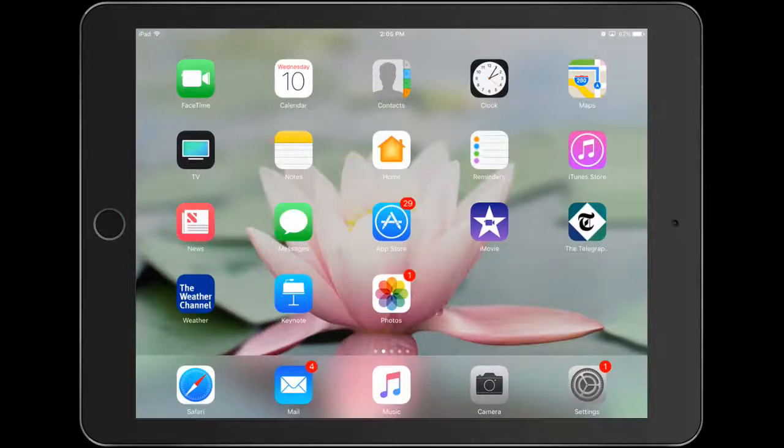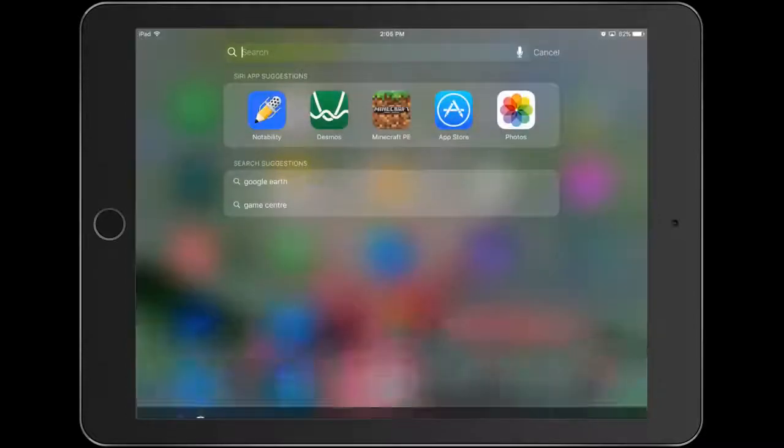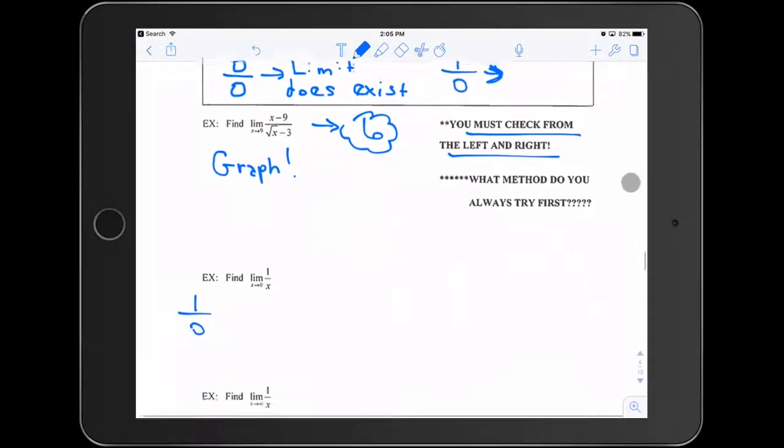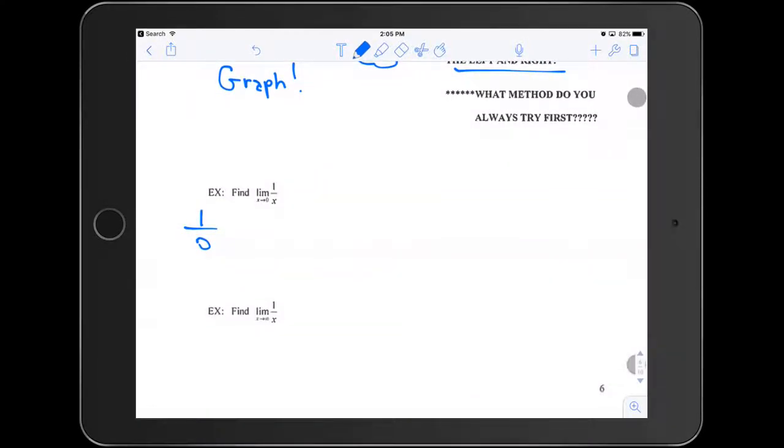it's pretty quickly done with the graphing calculators. I have to figure out where my Notability is here. There we go. So we answered both of these questions right here. It says find the limit as x approaches 0 of 1 over x, and that's going to again give you that 1 over 0, and we know that that limit does not exist, or no limit.